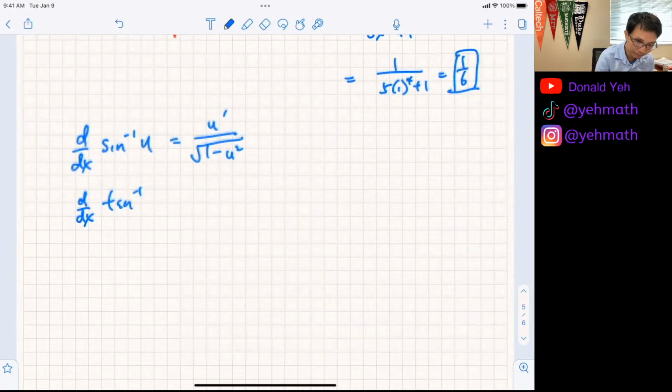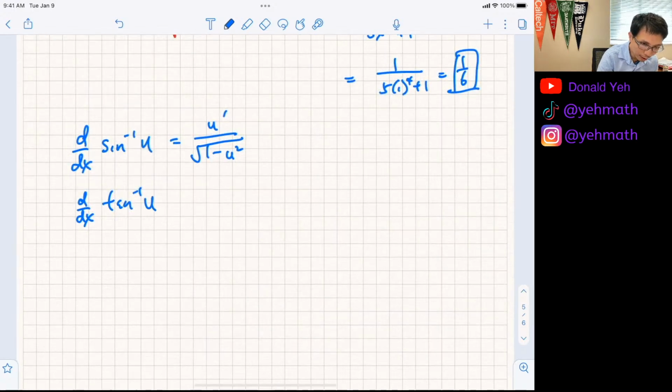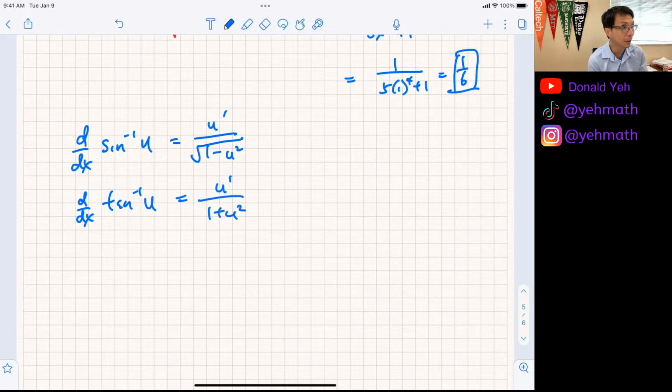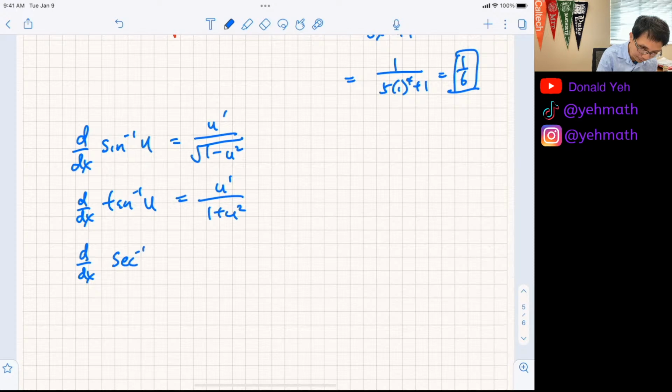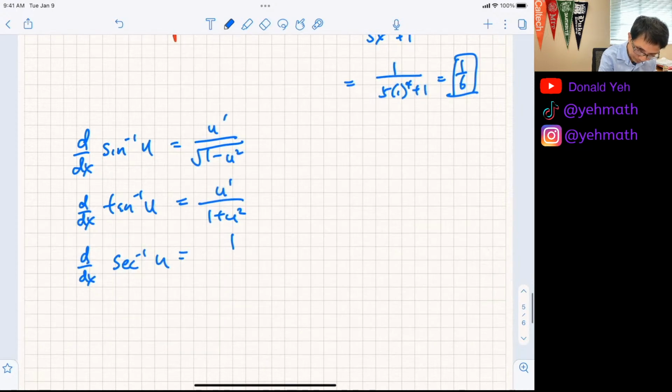Oh, okay. All right. So u prime over 1 plus u squared. This one, that's something that you need to know how to do for sine and tangent. There's one other one I usually don't remember either, but it's secant. So d/dx of secant inverse of u is equal to u prime. Now this one is usually never on the test, so I usually don't remember it.